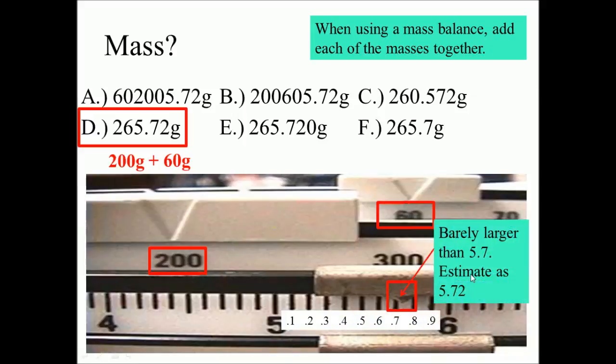And now we can see that this arrow is pointing to just barely over 5.7. And we know, since these are increasing by tenths, we need to estimate to the hundredths. So I might estimate this to be 5.72 grams. So I'm going to add 200 plus 60 plus 5.72, and I'm going to get that final answer of 265.72 grams.